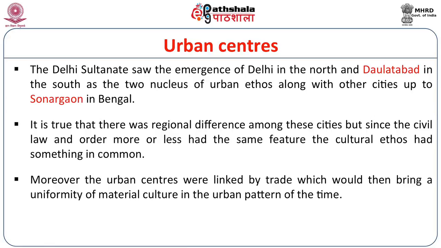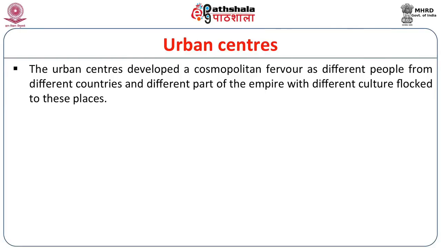It is true that there were regional differences among these cities, but since the civil law and order more or less had the same features, the cultural ethos had something in common. Moreover, the urban centers were linked by trade, which could bring uniformity of material culture, at least for the urban elite of this time, and create an urban pattern that was intricately significant for this period. The urban centers developed a cosmopolitan fervor as different people from different countries and different parts of the empire with different cultures flocked to these places.